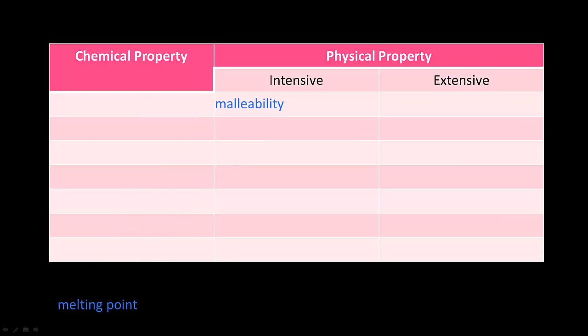Melting point. The melting point of water from ice to liquid is 0 degrees C, whether you have a drop of it or whether you have 40 gallons. So it is an intensive physical property.